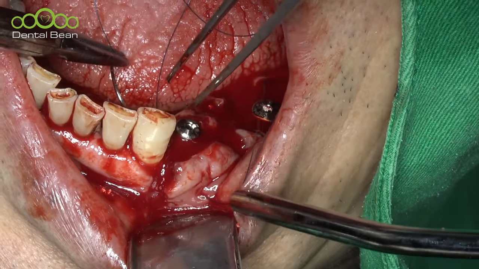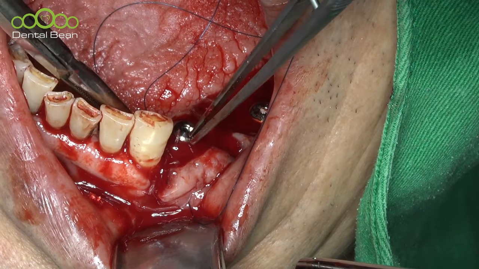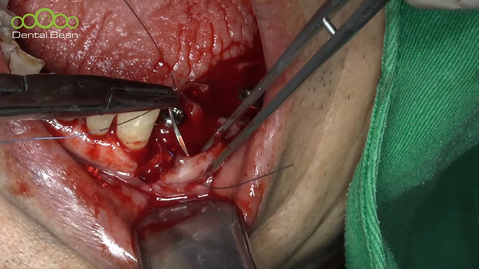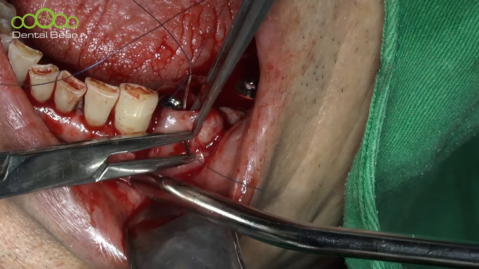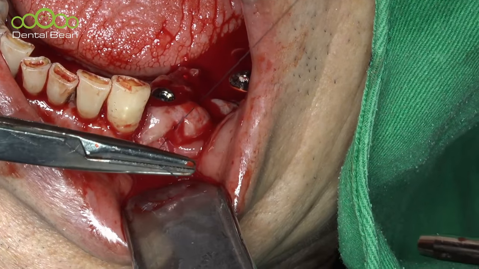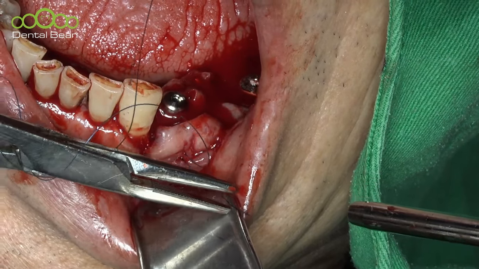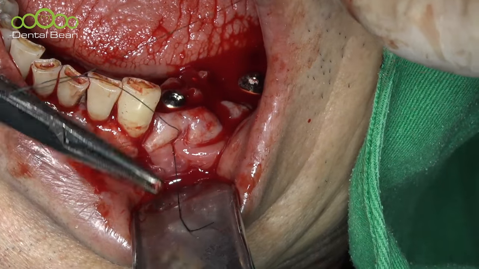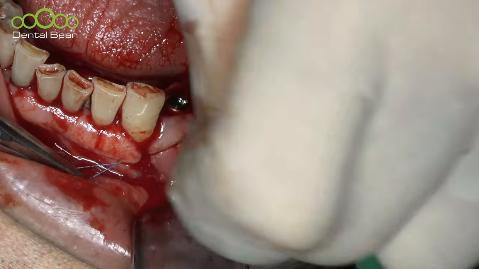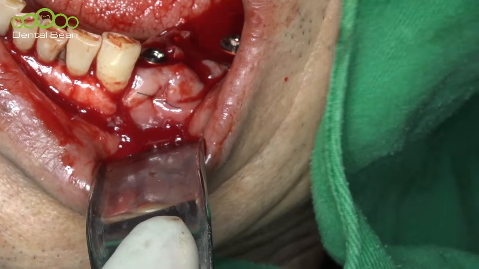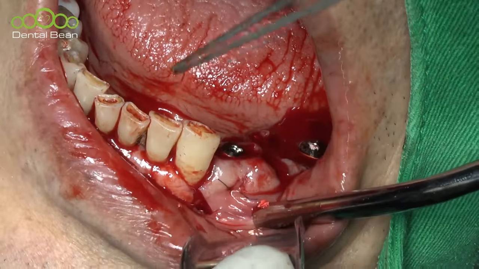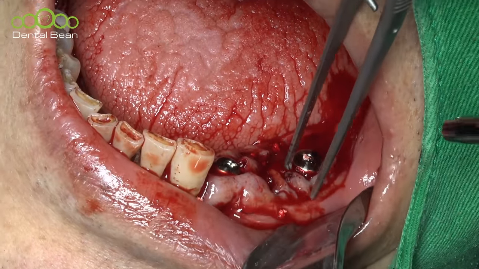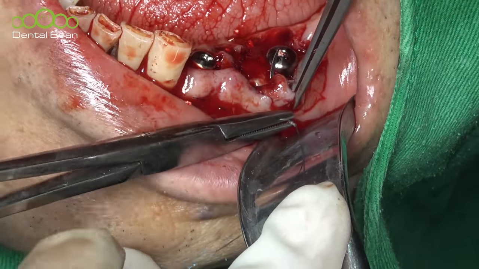This is the buccal mattress. This is the aborting buccal mattress. I want tension-free suture with the aborting margin. Okay, this is the buccal mattress. Maybe it requires three buccal mattress. And then intermediate one more here. Okay, retraction. Second buccal mattress here.